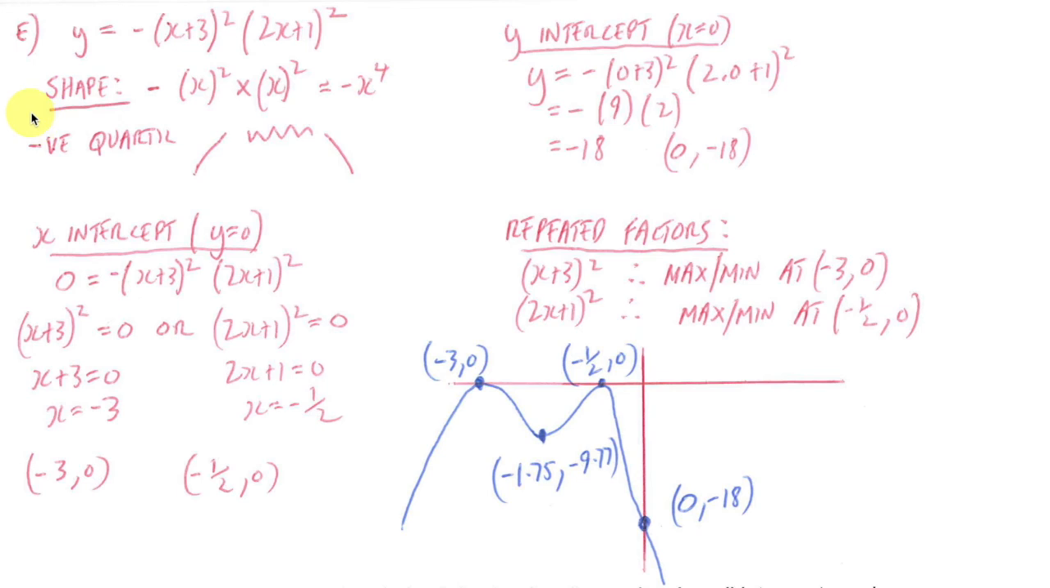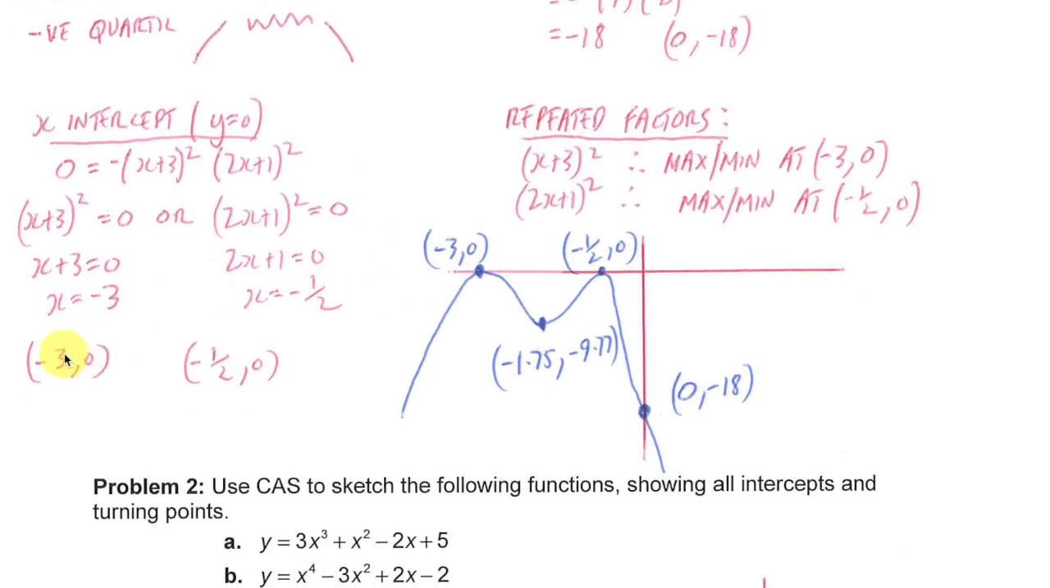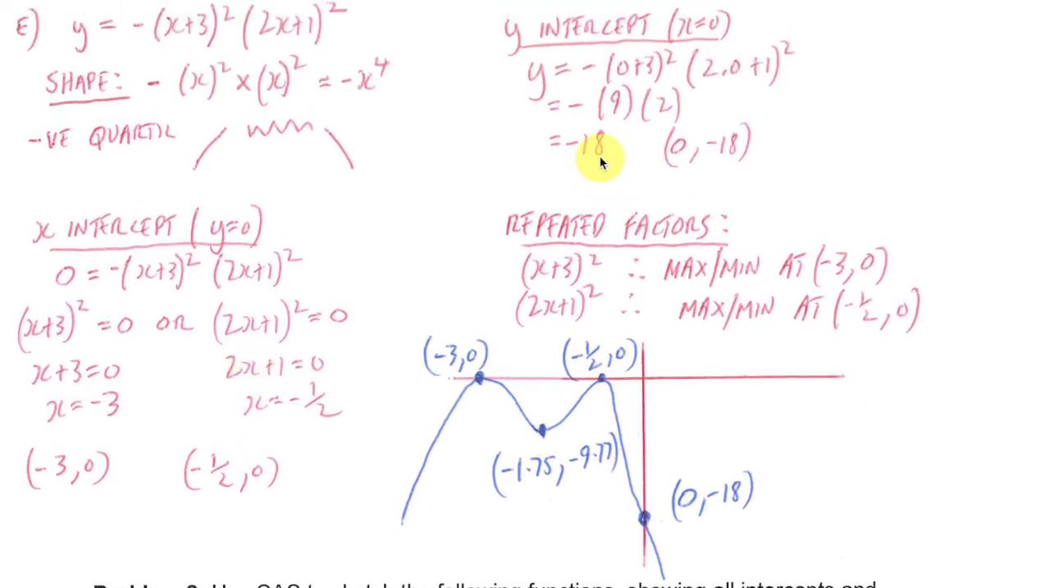E. What we have here is an x plus 3 squared and a 2x plus 1 squared. So there's two repeated factors here, a minus overall. General shape, we've got a negative squared multiplied by a positive squared to give us a negative quartic. So our shape is going to be happening like so. And there'll be a maximum of 3 turning points in here. X-intercepts, you can see they're given, just making y equaling 0 and solving for x. The y-intercept, just subbing x equaling 0.